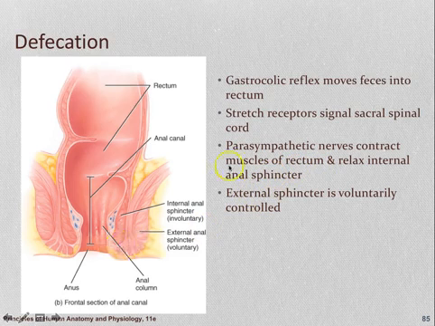Now, again, take note that it is the parasympathetic nervous system that is controlling this, and you have probably all had the experience of not being able to poop somewhere because you're nervous, right?